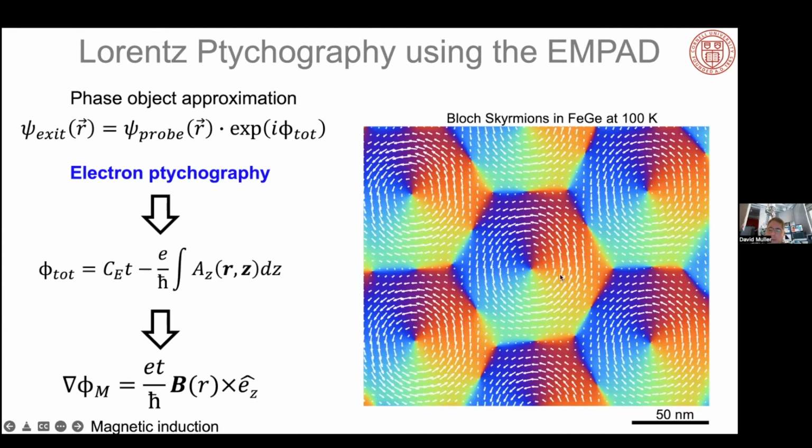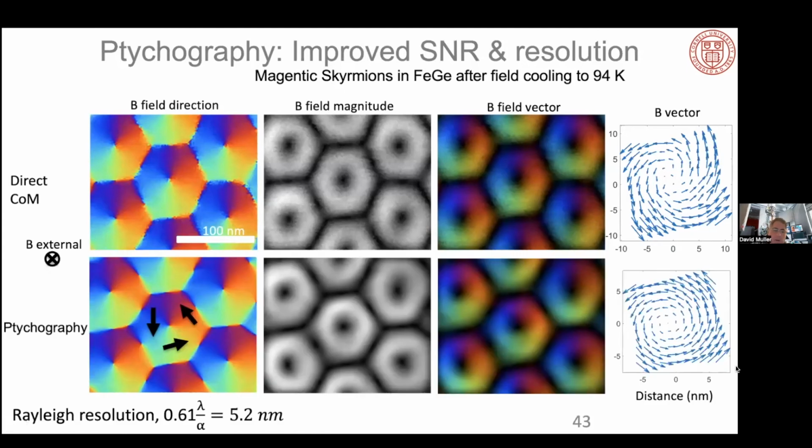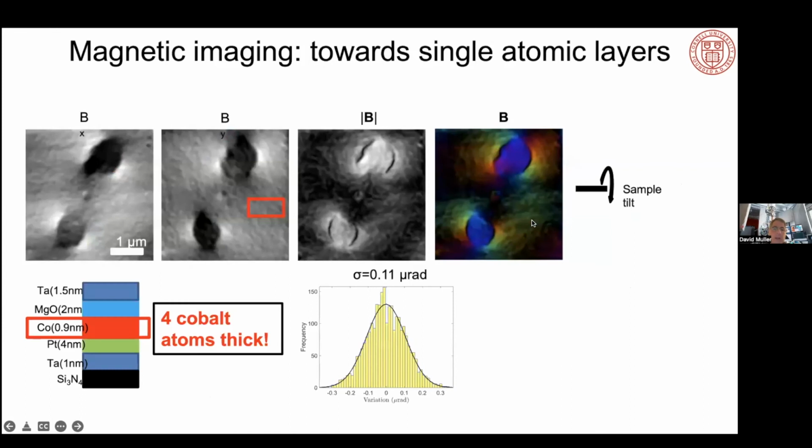The color is the direction of the B field, and the arrows are the vector magnitude and direction. And you can see very, very high spatial resolution. There's a little singularity at the core of the vortex. We have no trouble picking that up. The ptychography resolution is much better than just straightforward center of mass imaging. The method is very sensitive.